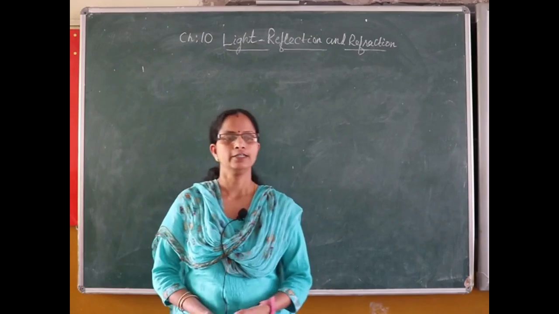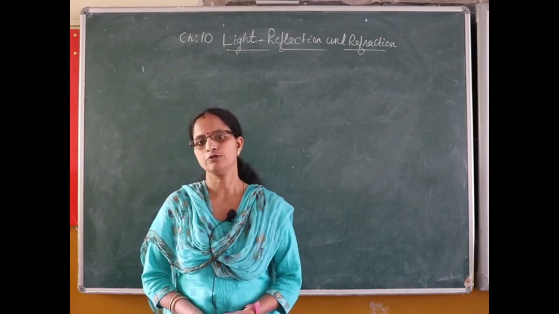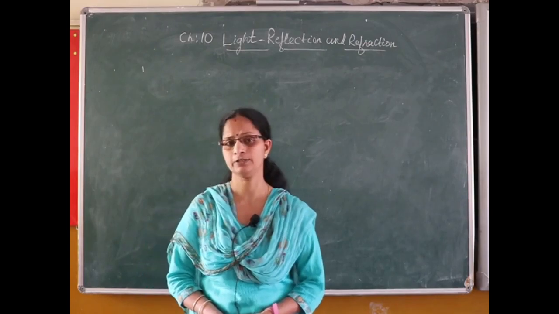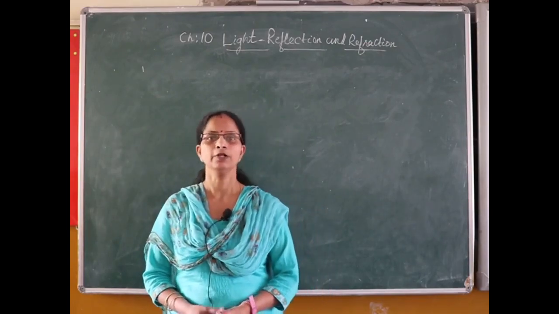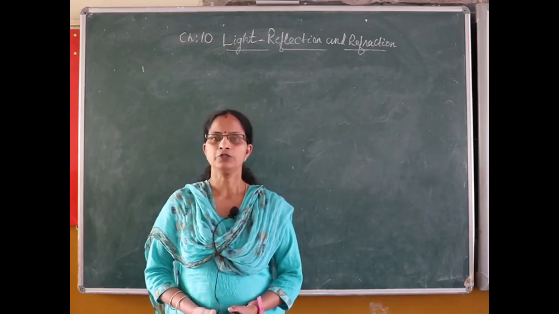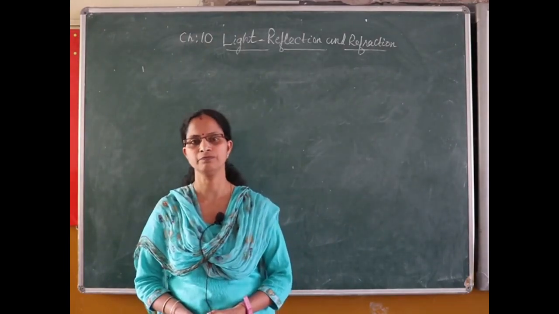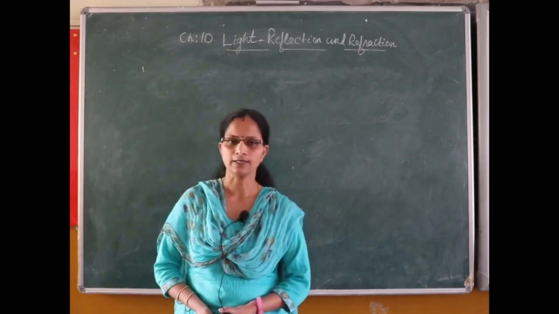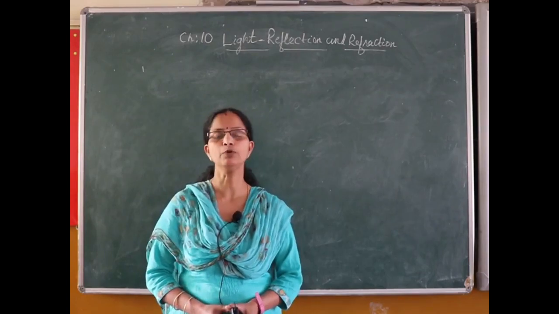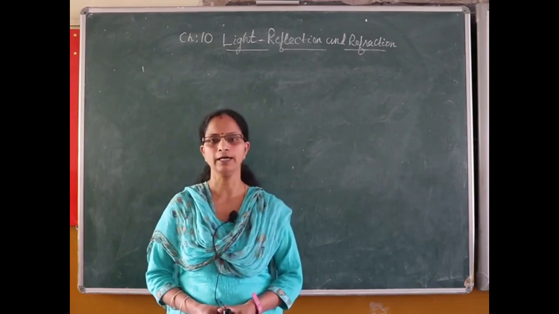We know that light is a form of energy and it excites the sensation of vision. We have studied in our lower classes that light travels in a straight line, known as rectilinear propagation of light. Light shows dual nature, that is, particle nature as well as wave nature. About this you will study in your higher classes. Now, in this chapter, we are going to study two important phenomena shown by light, that is reflection and refraction.